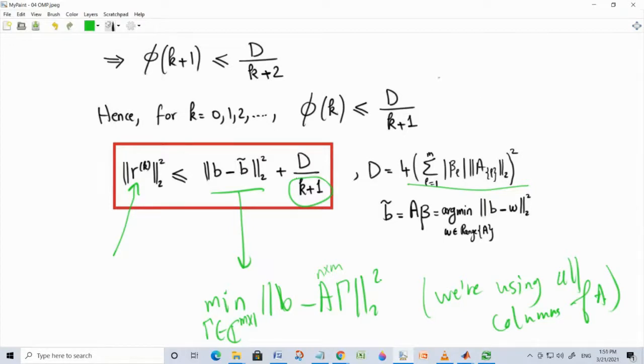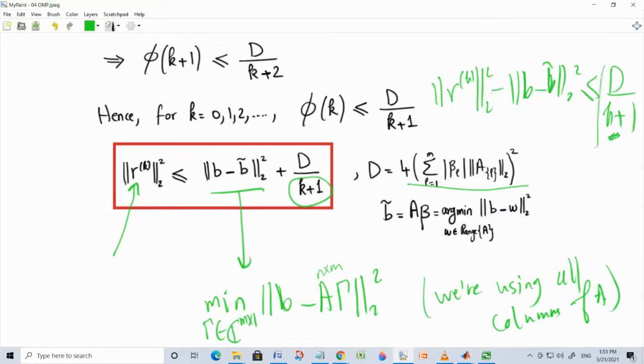This means that the difference between rk squared and b tilde squared is upper bounded by something that decays as 1 over k. So with more and more iterations, you can make this thing as small as you wish by increasing k. In the limit as k goes to infinity, this will be equal to 0. So here we have convergence to the least possible value, which can be 0 if B is in the range of A.